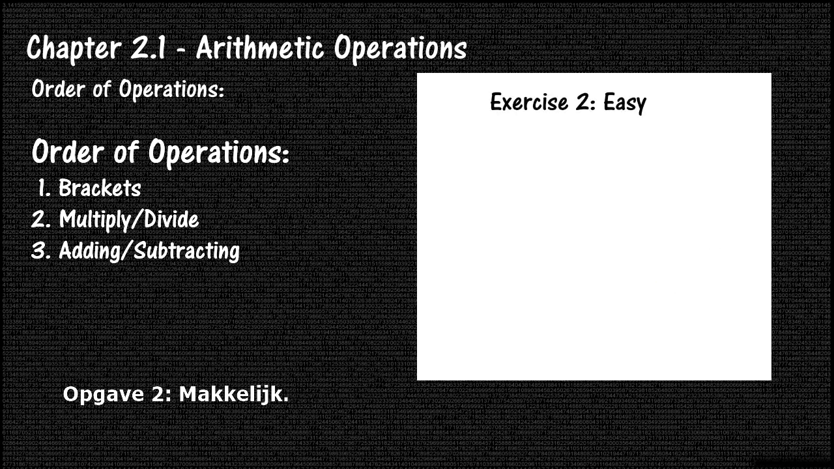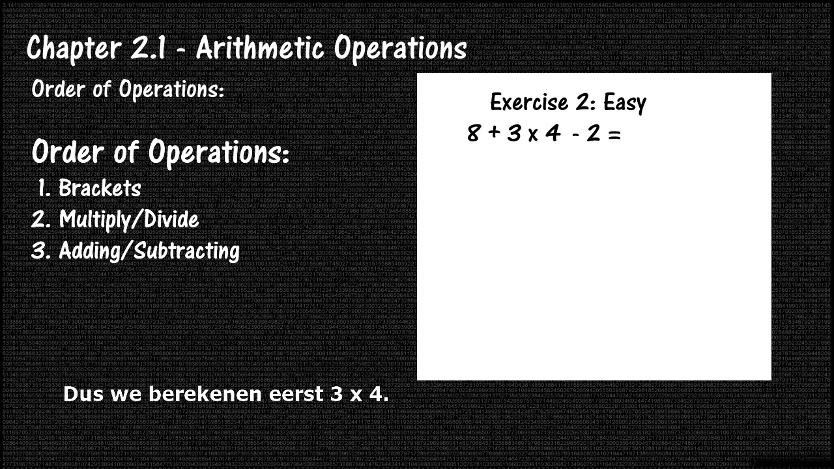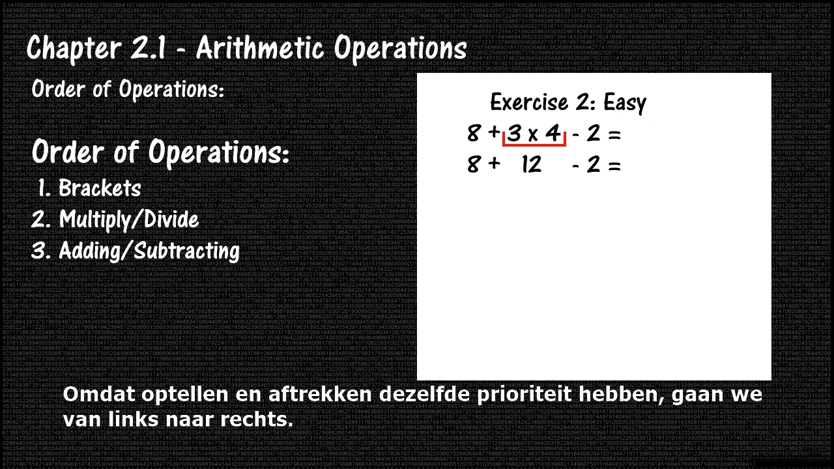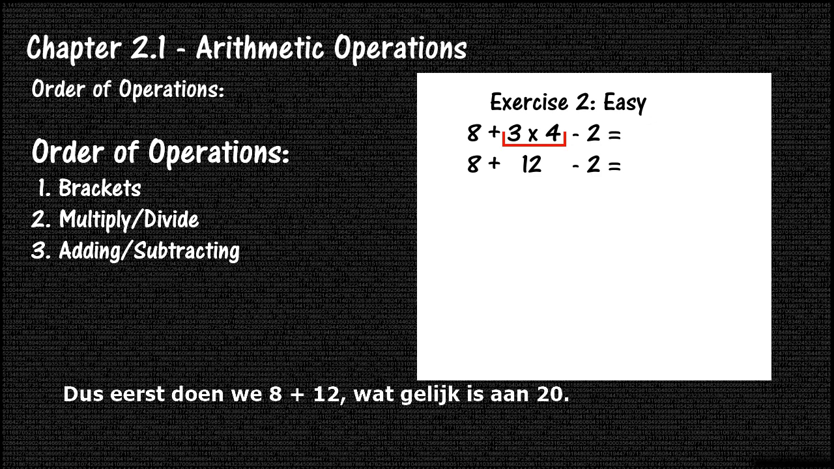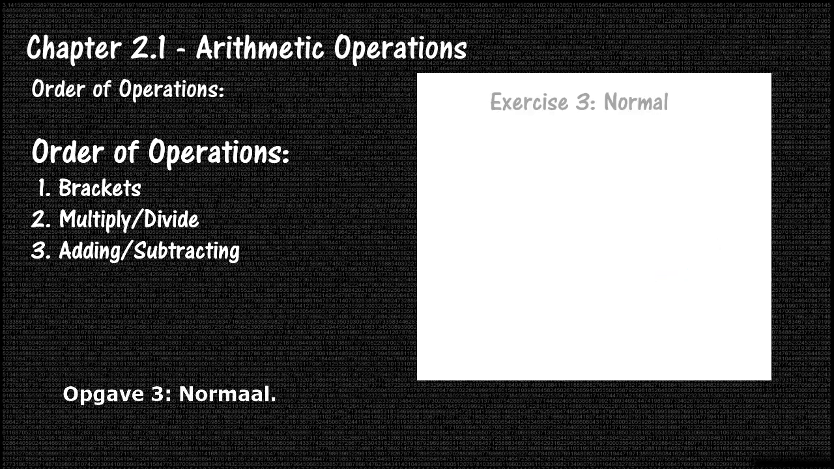Exercise 2. Skill level, easy. 8 plus 3 times 4 minus 2. Just like before, multiplying comes before additions and subtracting. So first we calculate 3 times 4. The next line should be 8 plus 12 minus 2. As adding and subtracting have the same priority, we go from left to right. So first we do 8 plus 12, which is 20. And then we subtract 2 to get 18. Nice! Next one!